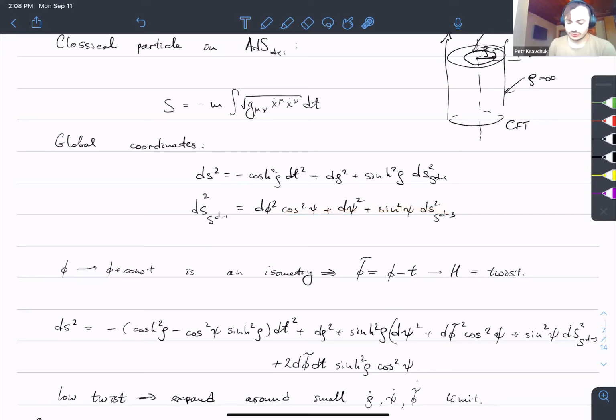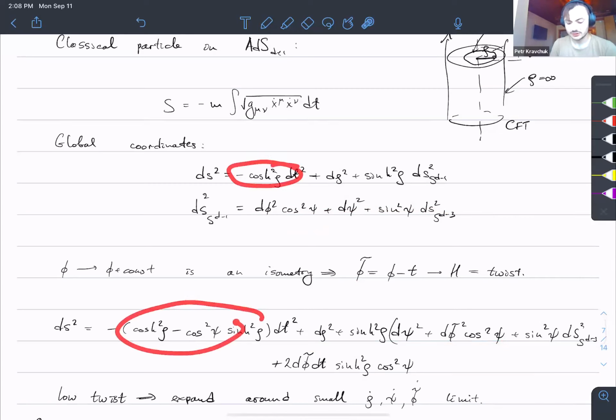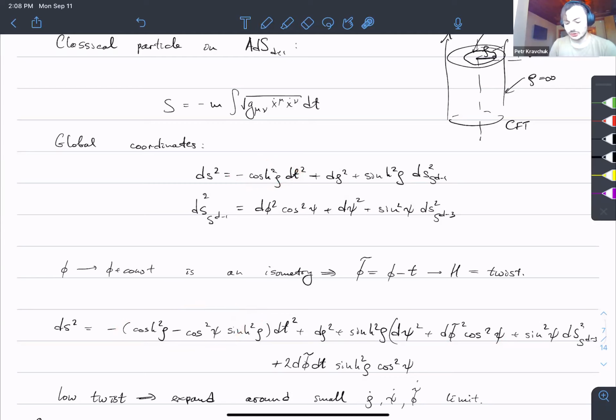So if you make this change, you're getting this somewhat messy metric. What happened is that phi is now phi tilde plus t. So you replace d phi here by d phi tilde plus dt. And d phi tilde plus dt squared is going to give you a d phi tilde squared term, which is the same as this one used to be. It's also going to give you a dt squared term, so this term is going to get modified. And there's going to be a cross term, which is d phi tilde and dt.